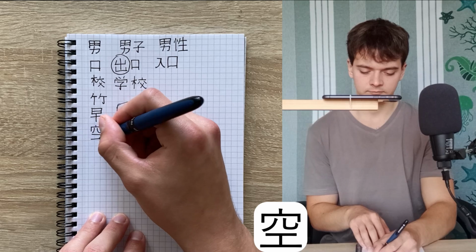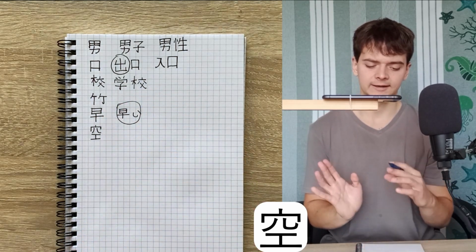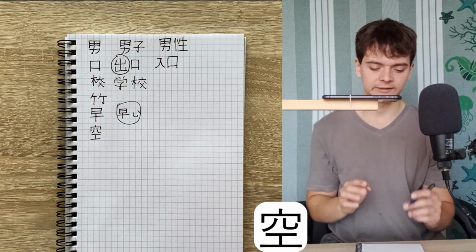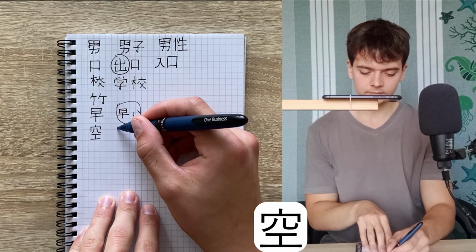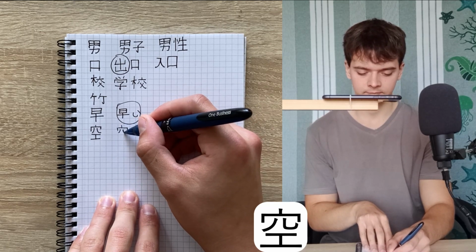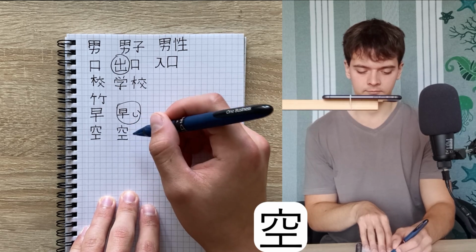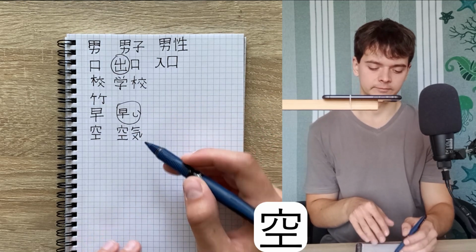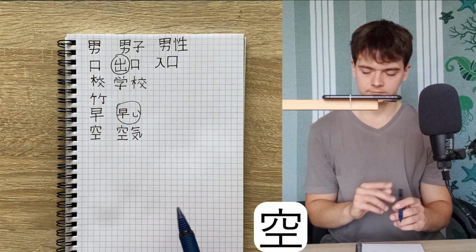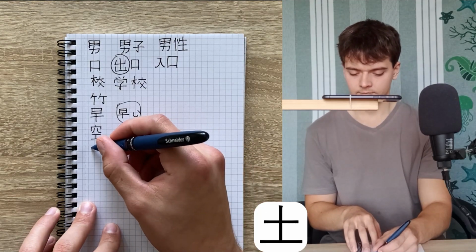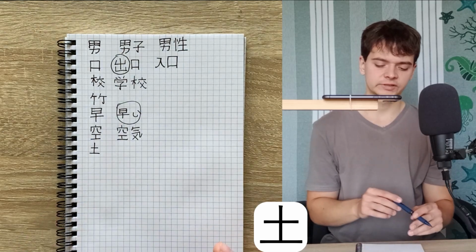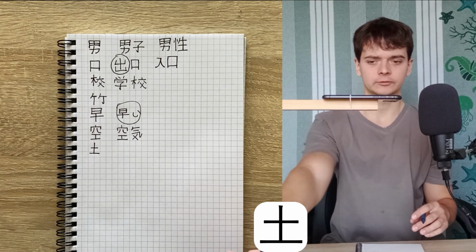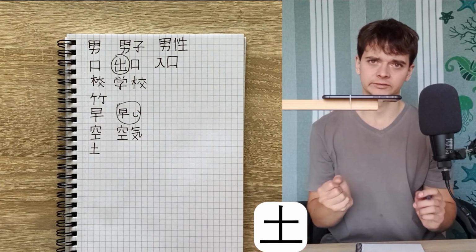Sora. Sora is the sky. So if you remember the word kuki, air, it's used there. Kuki, air. Tsuchi. Tsuchi is earth or soil. Like when you bend down and pick up some soil, you get tsuchi.